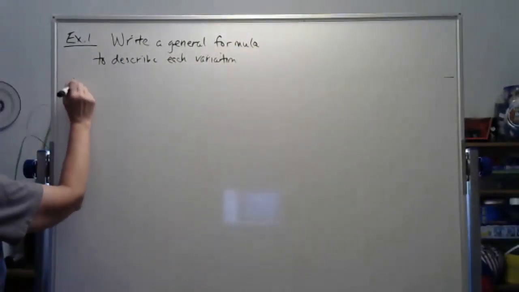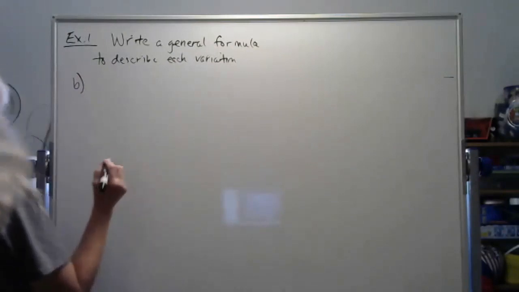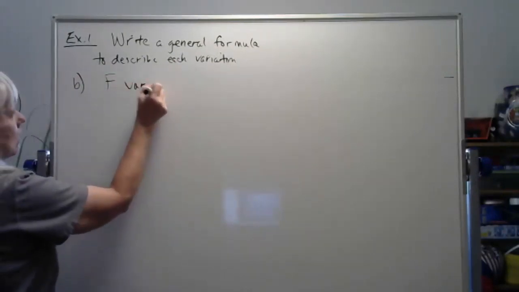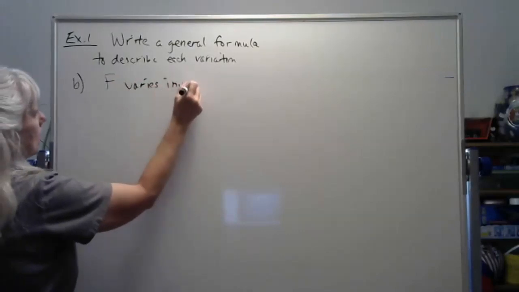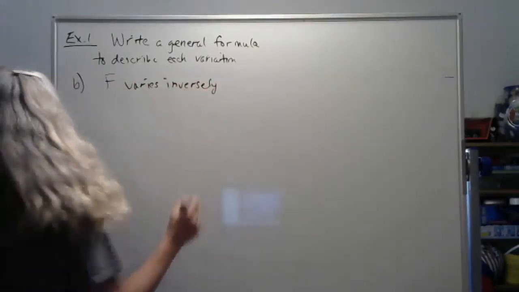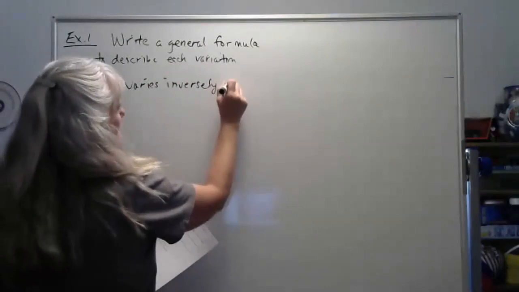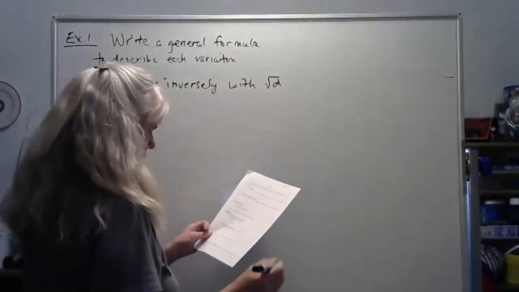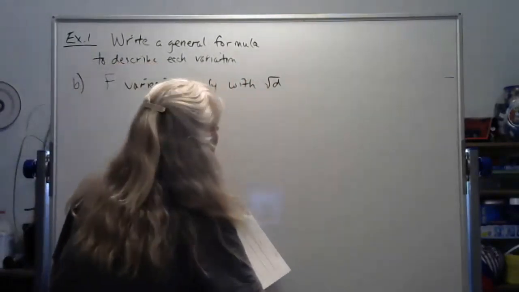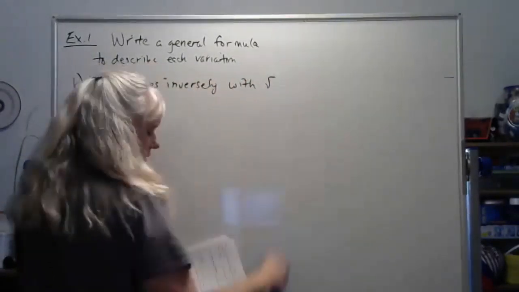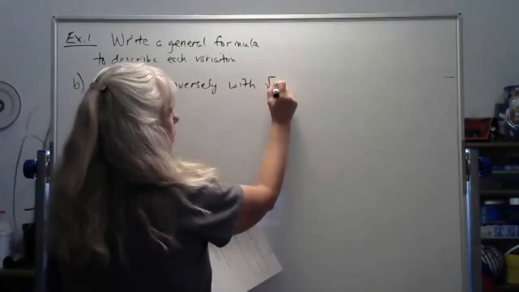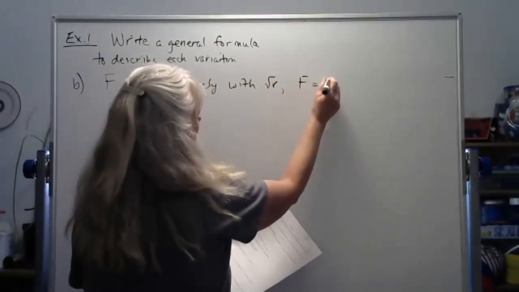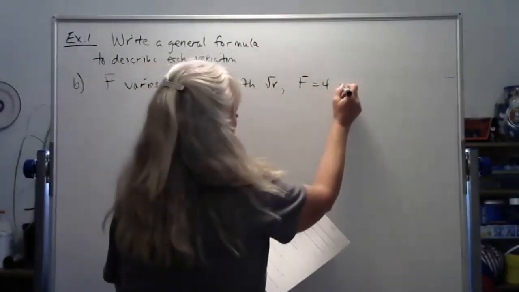Part B on that example. It says that F varies inversely with the square root of R. Sorry, I should put my reading glasses on. And F equals 4 when R equals 9.